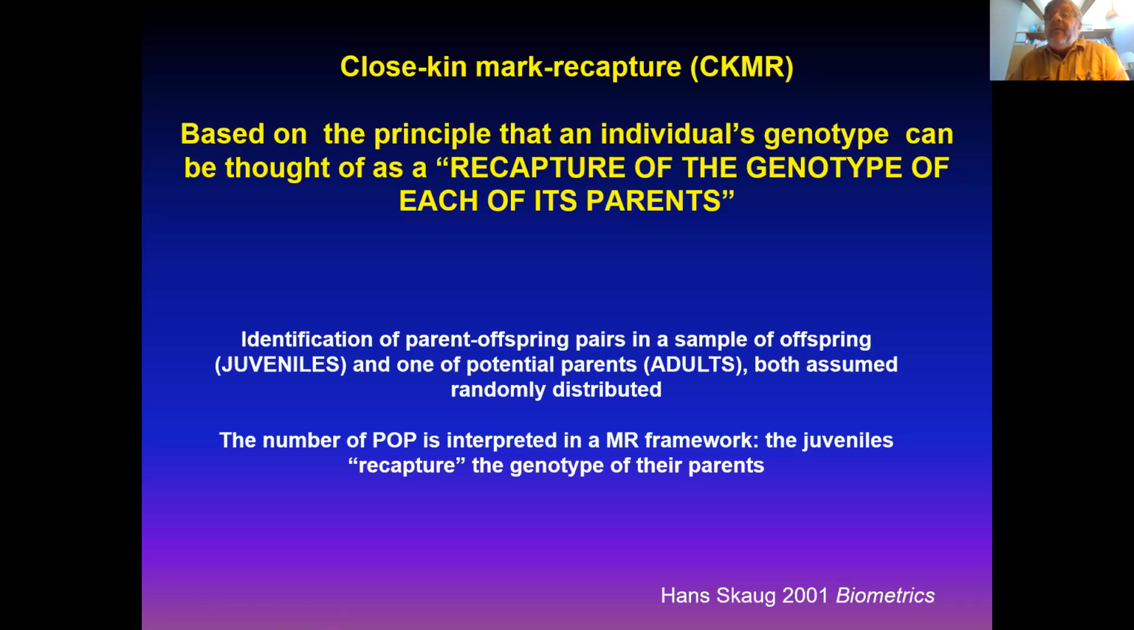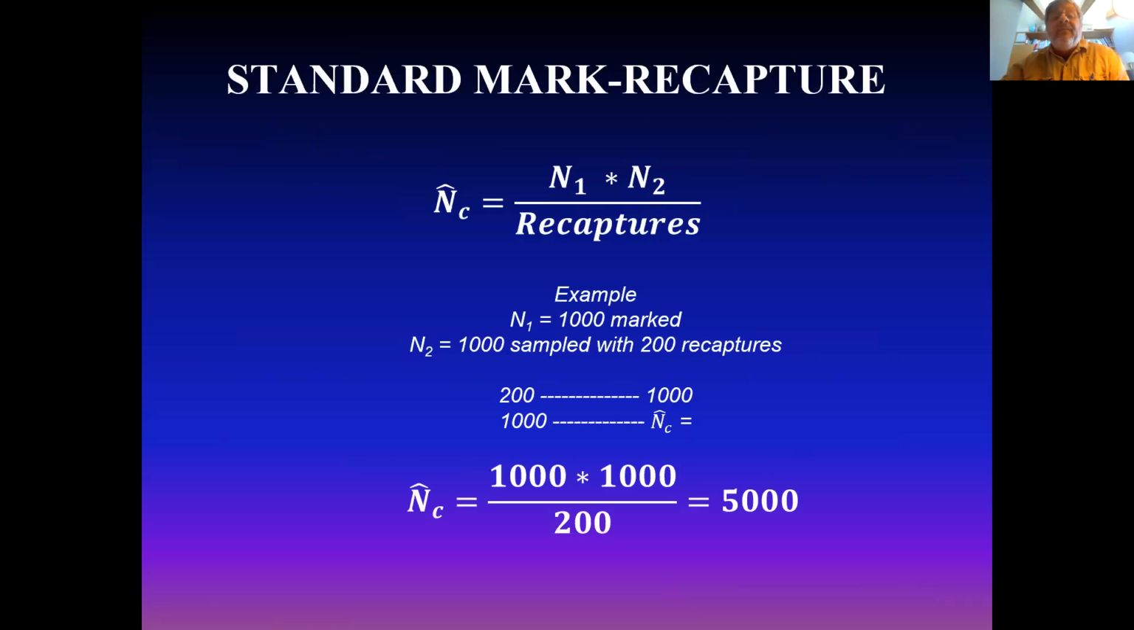And therefore, if you do that and you genotype those two samples, so those two collections of samples of adult individuals and juveniles, and you use the genetic information to identify parent-offspring pairs, you can interpret that in a mark recapture framework. So the juveniles are a recapture of the genotype of each of their parents.